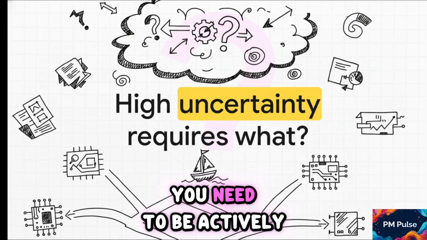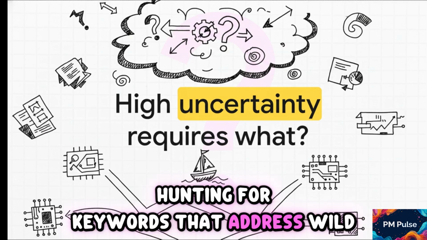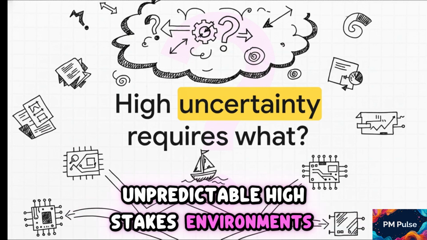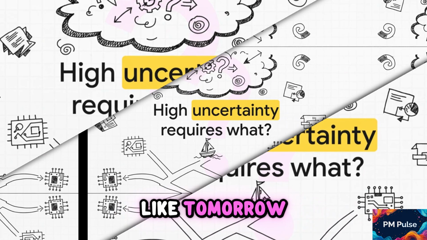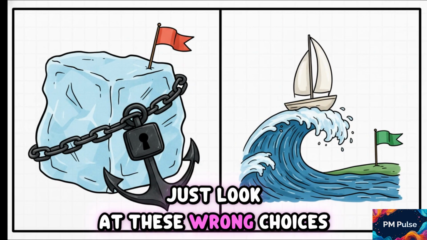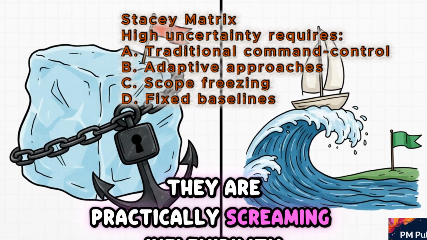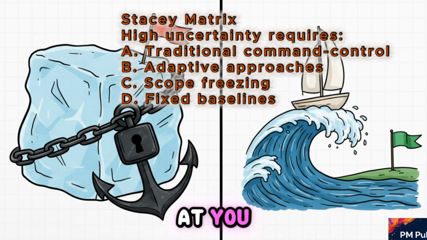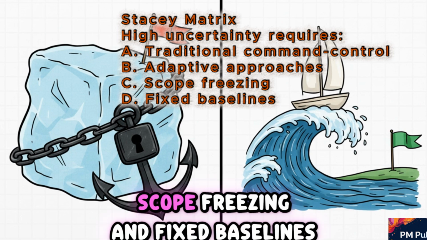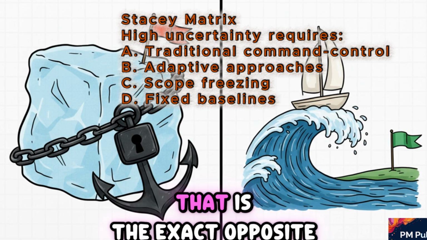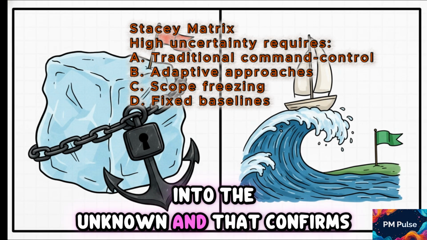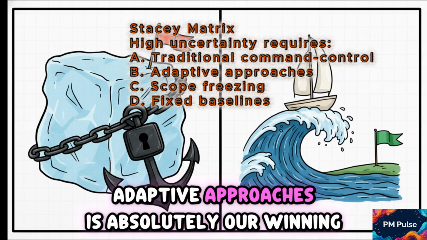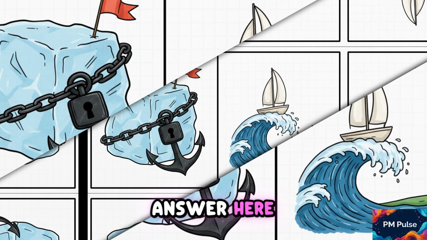When you see this, you need to be actively hunting for keywords that address wild, unpredictable, high-stakes environments where nobody knows exactly what the requirements or the technology will look like tomorrow. Just look at these wrong choices. They are practically screaming inflexibility at you. Things like command control, scope freezing, and fixed baselines. That is the exact opposite of what you need when you're flying blind into the unknown. And that confirms that option B, adaptive approaches, is absolutely our winning answer here.